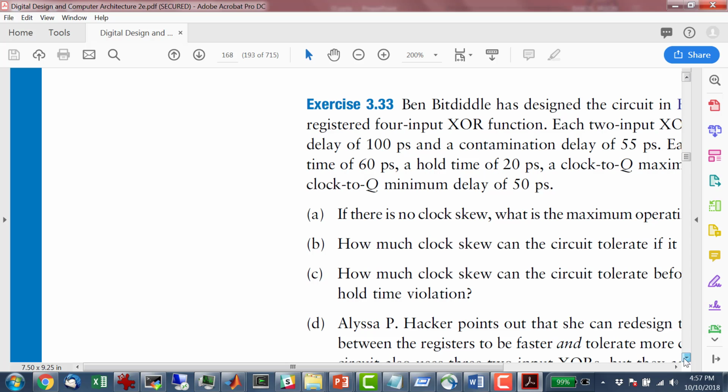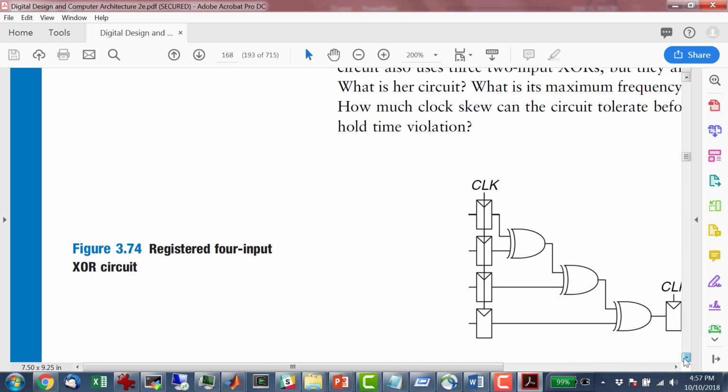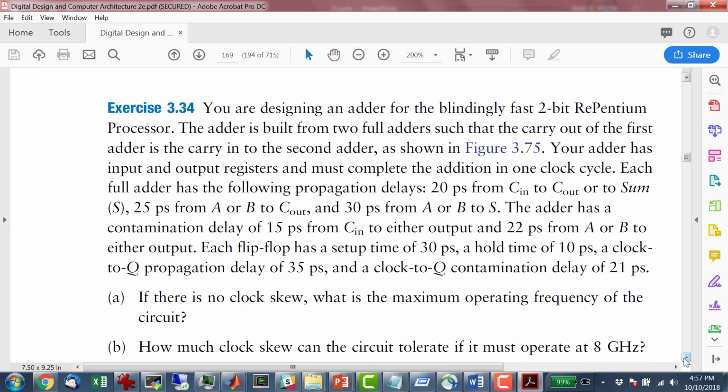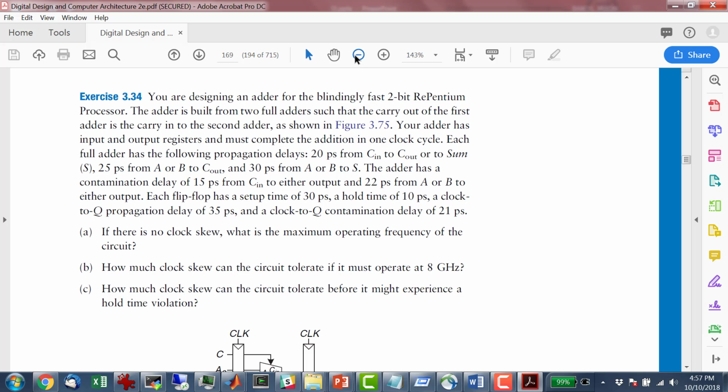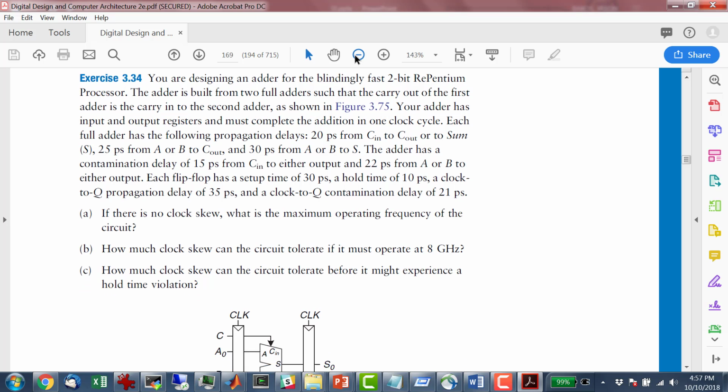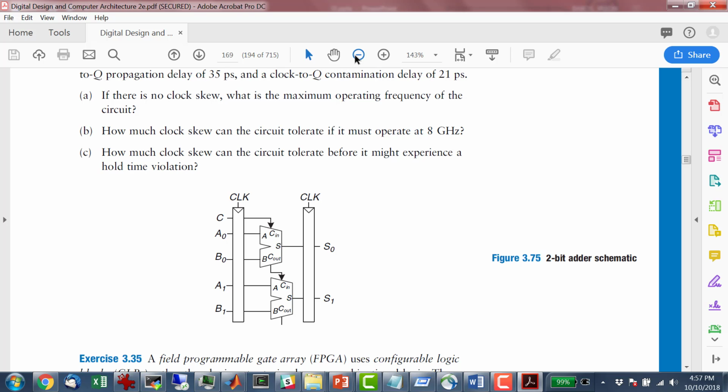3.34. Let's take a quick look at that. 3.34. I thought that was a good one. Another one that wasn't assigned in our homework. 3.34. Oh yeah, so you are designing an adder for the blindingly fast 2-bit repentium processor. The adder is built from 2 full adders. So the carry out of the first adder is the carry in of the second adder, shown in figure 3.35. Yes, this is on the quiz. I changed the numbers though for the quiz, so be aware of that.